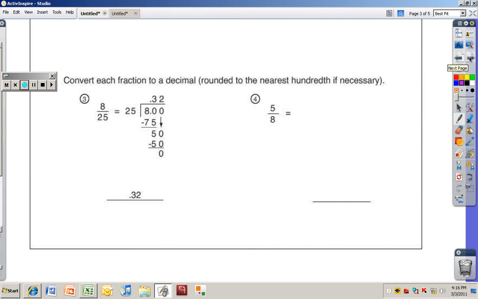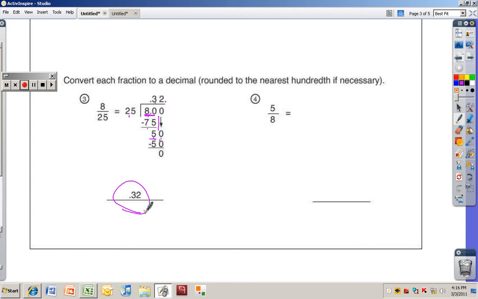All right, convert each fraction to a decimal, round to the nearest hundredth if necessary. Here it is, one more sample problem. 8/25. They put the 8 in here. And 25 goes into 80 3 times. 3 times 25 is 75. Subtract and get 5. Bring down the 0. 25 goes into 50 2 times. So the answer is 0.32.